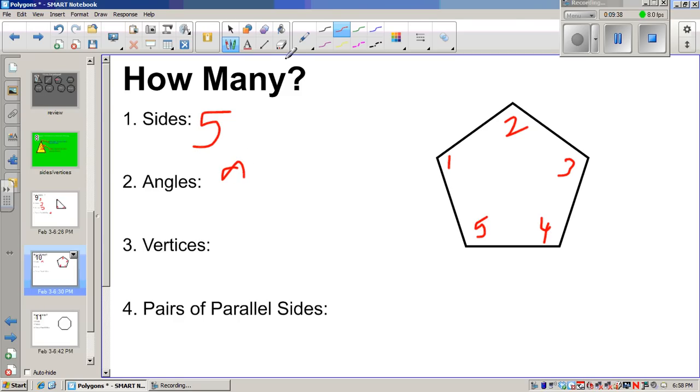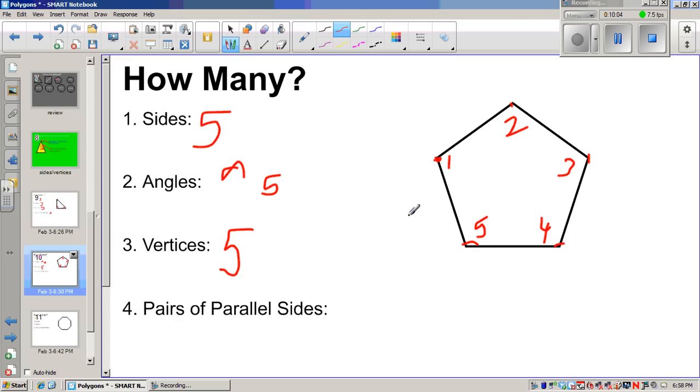Whoa, can't let that go. Here's another five. And how many vertices? Well, you might be catching on to a little pattern here. There's one, two, three, four, five vertices. And we've talked about vertices before, so you know that every angle does have a vertice, so it makes sense that there are five angles and five vertices.